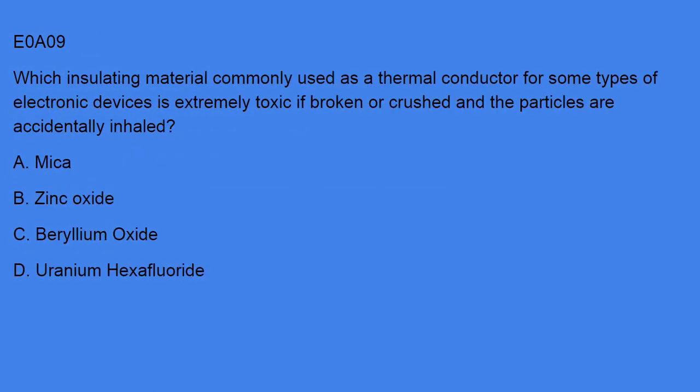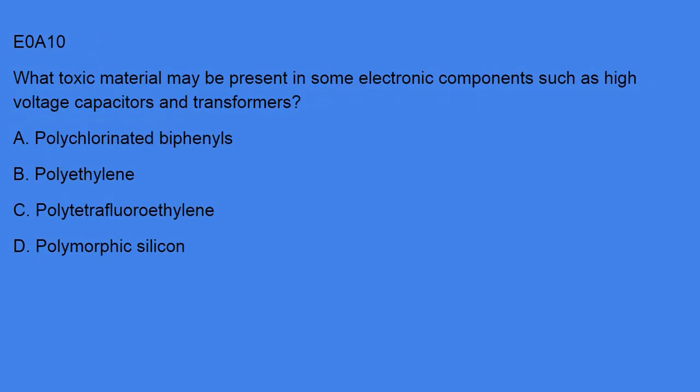E0A09, which insulating material commonly used as a thermal conductor for some types of electronic devices is extremely toxic if broken or crushed and the particles are accidentally inhaled? That's beryllium oxide. E0A10, what toxic material may be present in some electronic components such as high voltage capacitors and transformers? Polychlorinated biphenyls.